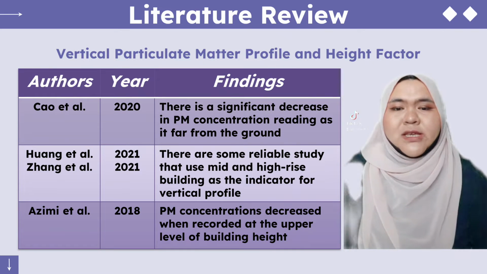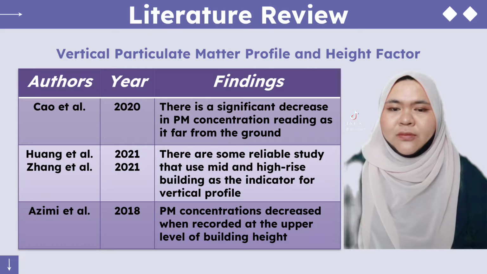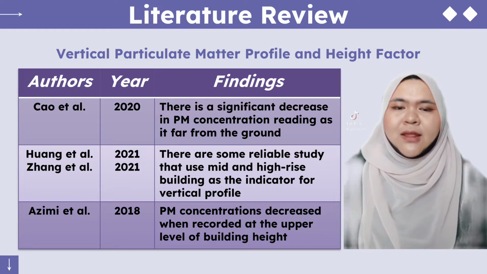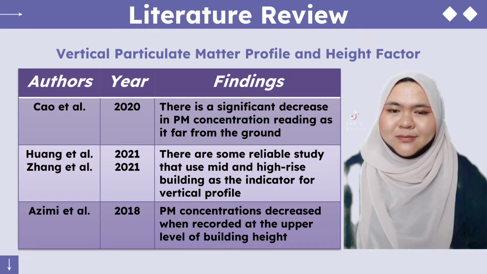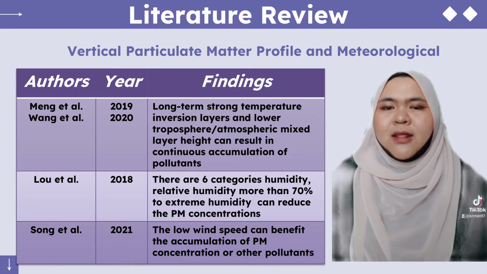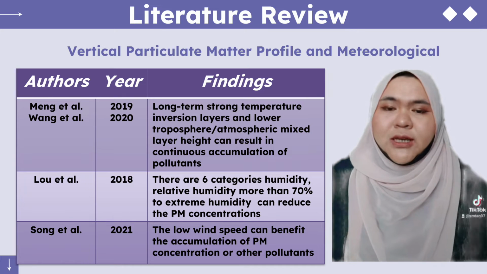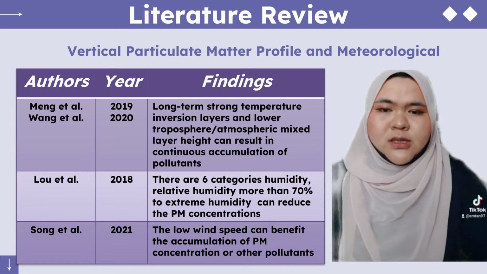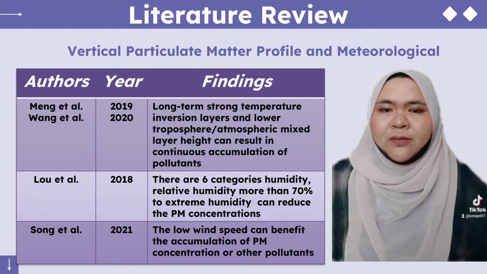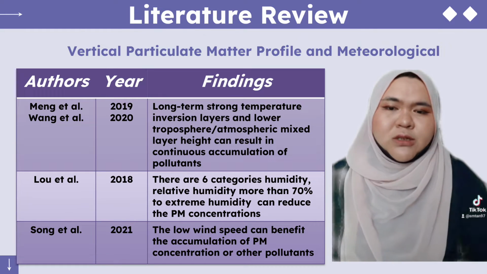Shah reported that there is a significant decrease in PM concentration reading as it is far from the ground. And then Azimi found that PM concentration decreased when recorded at the upper level of building height. Based on Meng and Wang, the long-term strong temperature inversion layer and lower troposphere or atmospheric mixed layer height can result in continuous accumulation of pollutants. Also, based on Liu, there are 6 categories of humidity level. Relative humidity more than 70% can reduce the PM concentration.